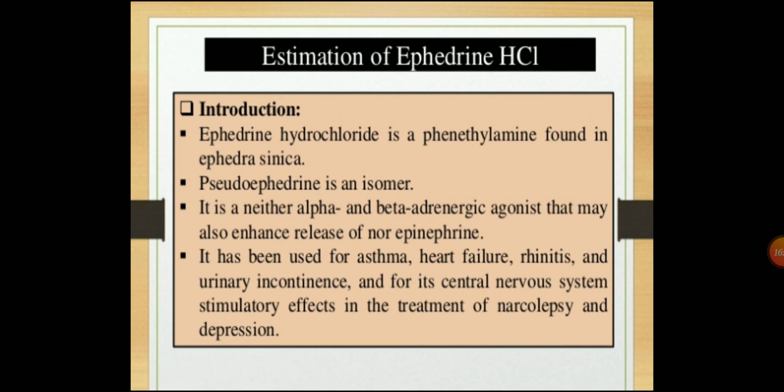For a different substance, next is the estimation of ephedrine HCl. Ephedrine HCl is a pharmaceutical, with pseudoephedrine as its isomer. See, here also this is the information about ephedrine. It has been used for asthma, heart failure, etc.